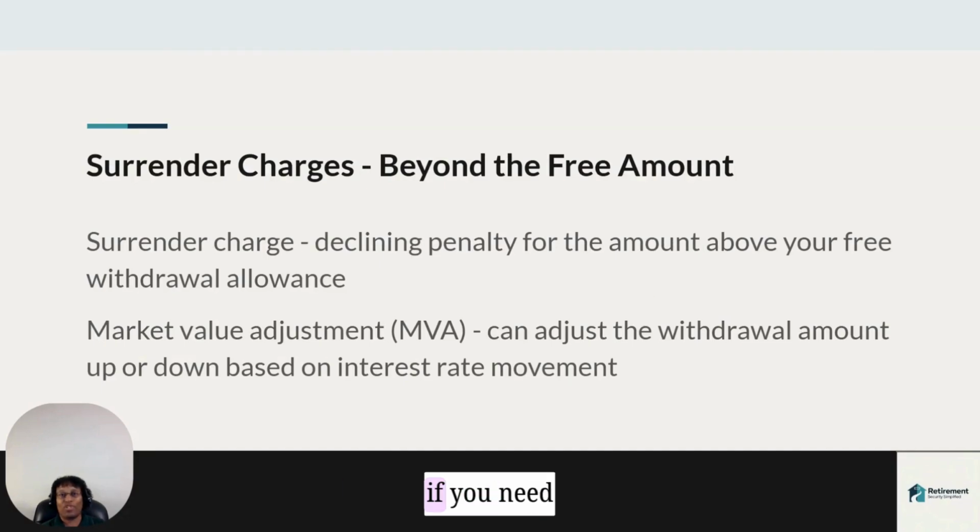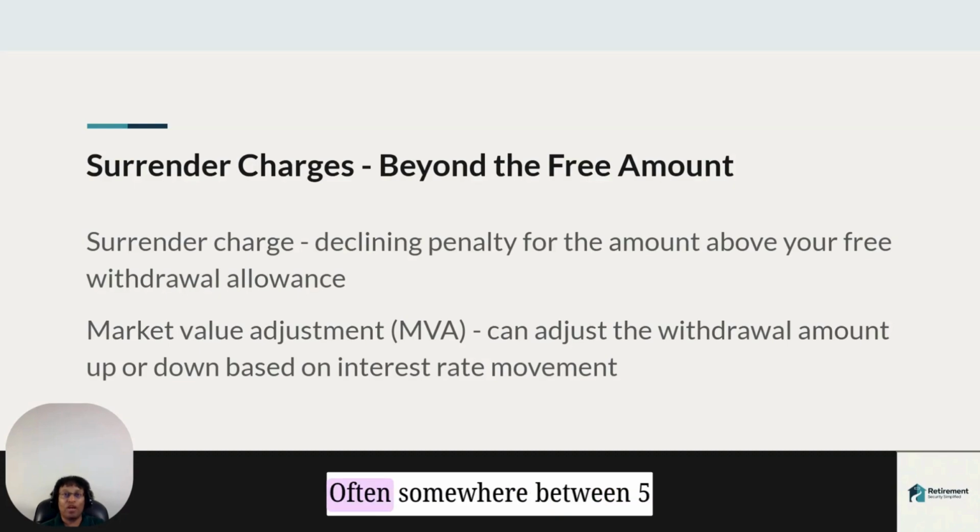Now let's talk about what happens if you need to withdraw more than that free amount. This is where surrender charges come in. Think of it like the early withdrawal penalty on a CD, except it typically runs over a longer period and is tied to the growth strategy inside the annuity. A surrender charge is a declining penalty. In a typical contract, it might start somewhere in the high single digits as a percentage and then step down a little each year until it reaches zero, often somewhere between 5 and 10 years, depending on the product. I want to stress that range varies significantly by carrier and by contract.